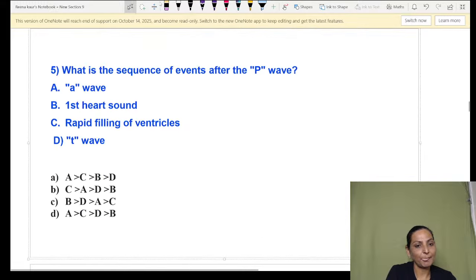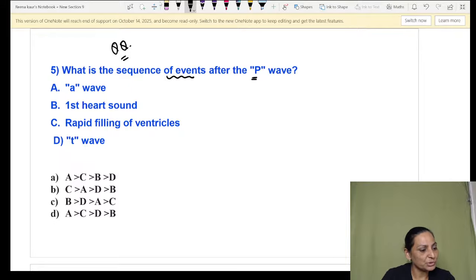Now next, what is the sequence of events after P wave? This is again a very very important question. This is a kind of sequence based question which you are getting nowadays of cardiac cycle, right? A wave, first heart sound, rapid filling of the ventricles, and P wave. So what is the sequence of events after P wave? The correct answer is A, that is A followed by C followed by B and followed by D.